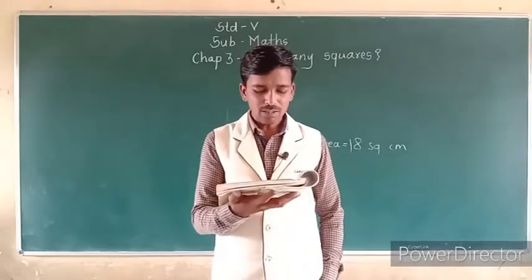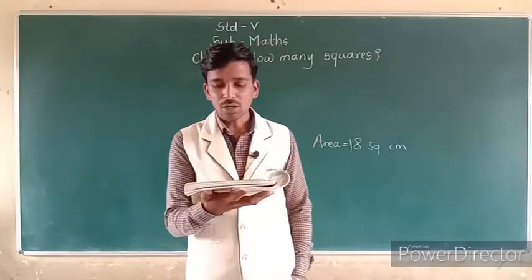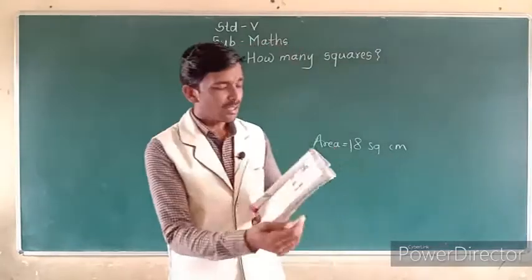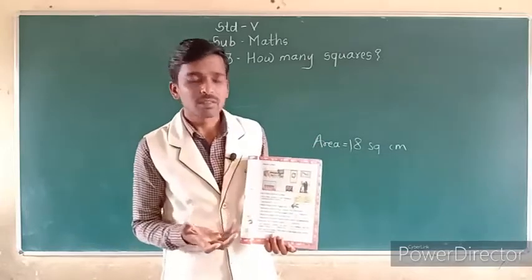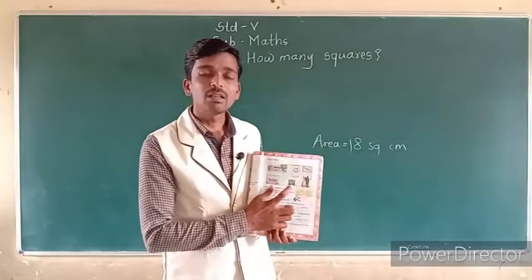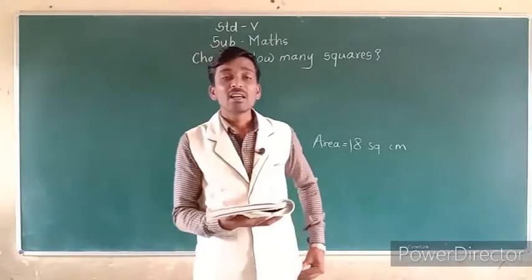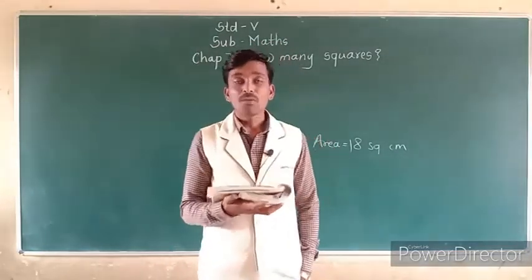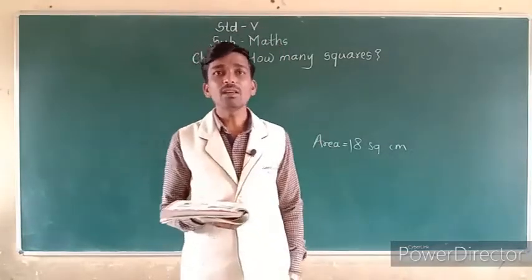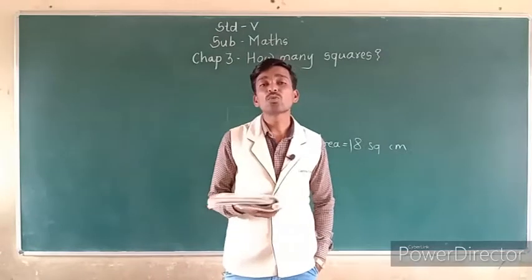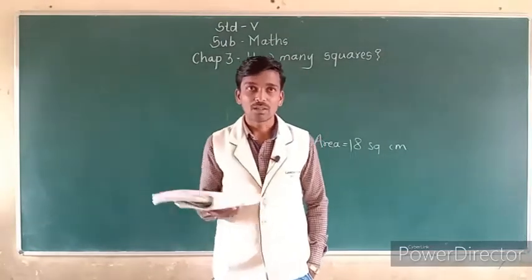Next one, question D. The area of the smallest stamp is dot dot dot square centimeter. See, in these 6 stamps, which one is the smallest? This E one is the smallest one. And how many squares are there in that stamp E? Only 4 squares are there. So what is the area of stamp E? That is 4 square centimeter. All of you understood?